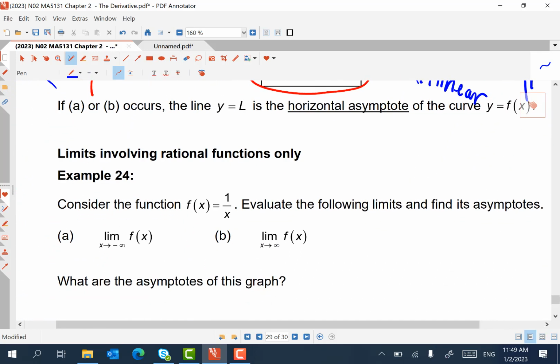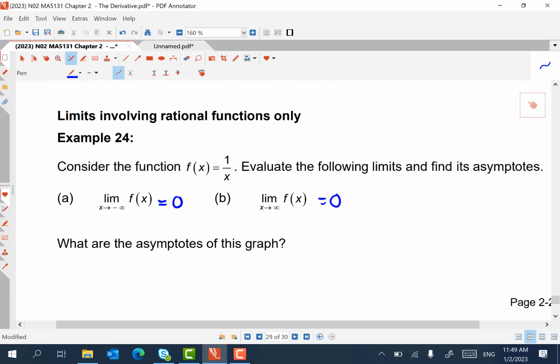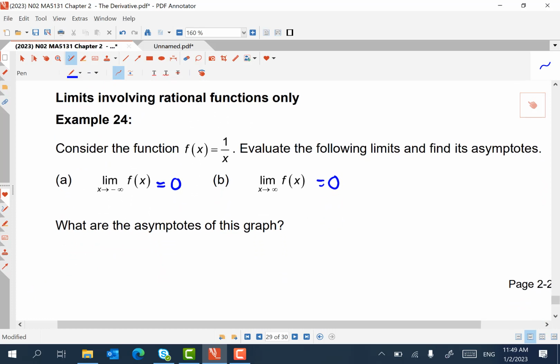For this equation, the whole world knows, and we all know that they have asymptotes. These are the asymptotes of this graph, 1 over x. The whole world knows.